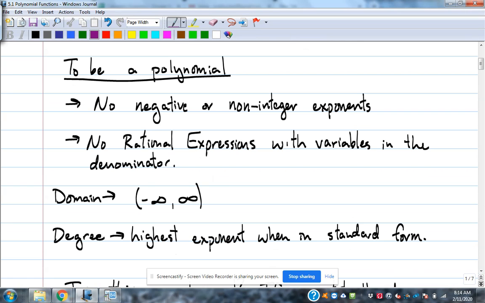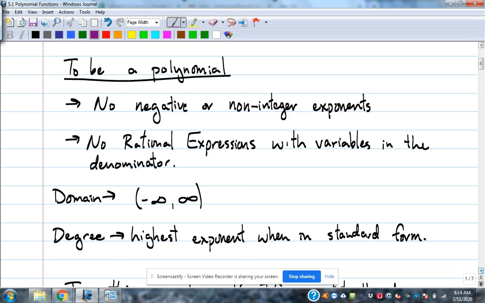The degree of a polynomial, when we're in standard form, which is the way most of ours are going to be presented to us, is the highest exponent on the variable. So if x cubed is the biggest exponent on the variable, then the degree is 3. We'll talk about what that degree does as we go through the chapter here. So degree, highest exponent on the variable. Make sure you know that.